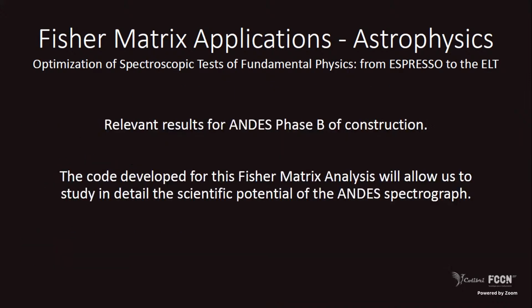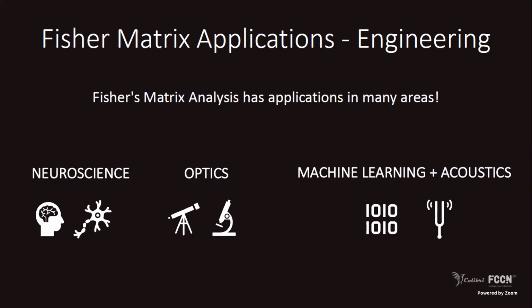So I can tell you that my results were relevant to this phase B of construction, and my code for the Fisher matrix analysis will allow us to study in detail the scientific potential of the spectrograph. But in fact, I want to show you one more thing, that the Fisher matrix is also applied in many areas, as well as engineering, where we can apply it. I want to show you 3 examples in neuroscience, optics, and machine learning plus acoustics. But you can see that the Fisher matrix has application in many areas.